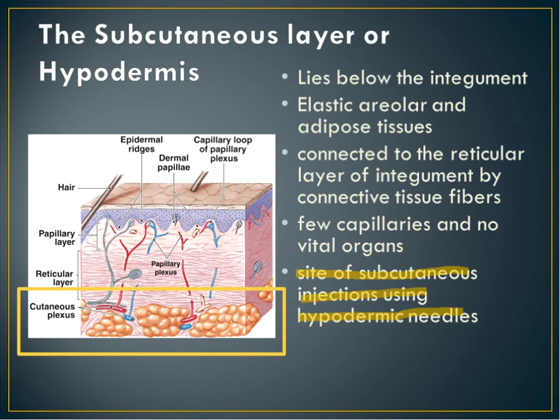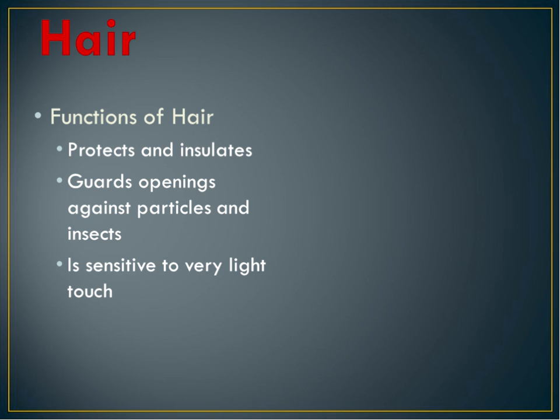So then the very bottom layer of the cutaneous membranes is the subcutaneous layer, or the hypodermis. It lies below the integument, with lots of elastic areolar tissue and adipocytes that are there. And this is the site of subcutaneous injections, when we use a hypodermic needle.